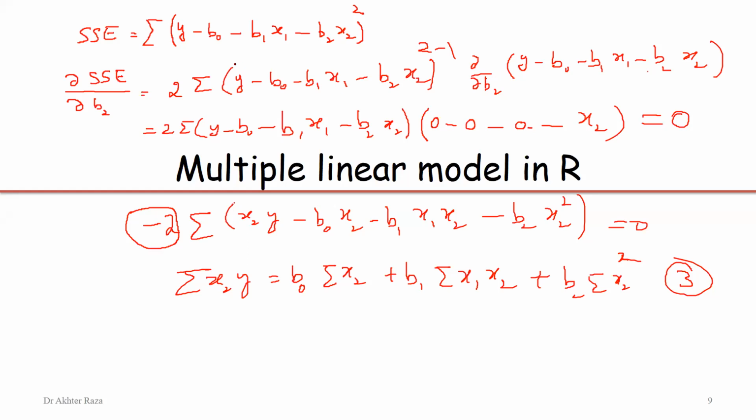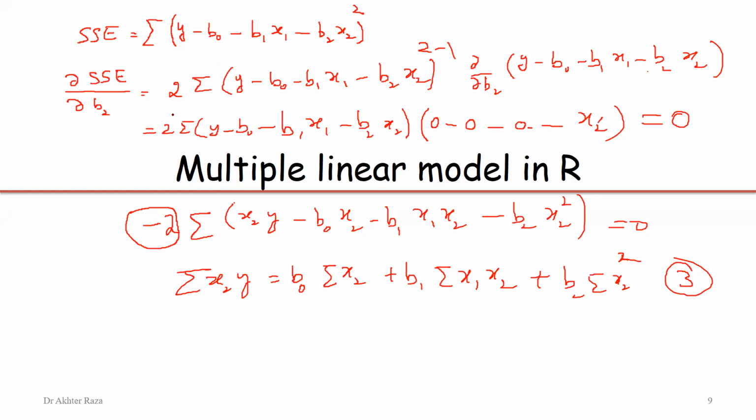Now to find the estimate of beta 2, we have to differentiate the SSE by beta 2. Firstly, you have to take the derivative of the power, so 2 will be taken outside and 2 minus 1. And then by chain rule, you have to differentiate the inner bracket. The partial derivative of the inner bracket: the derivative of y with respect to b2 is 0, b naught 0, b1 0, and the derivative of b2 with respect to b2 is 1. So that is why we have x2.